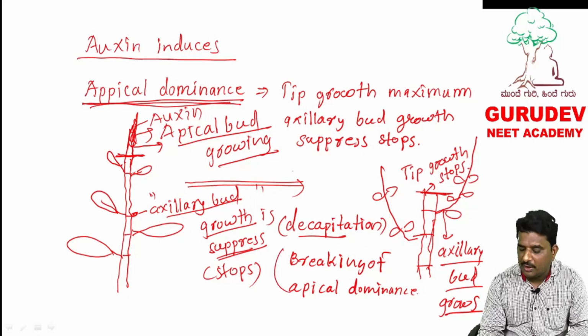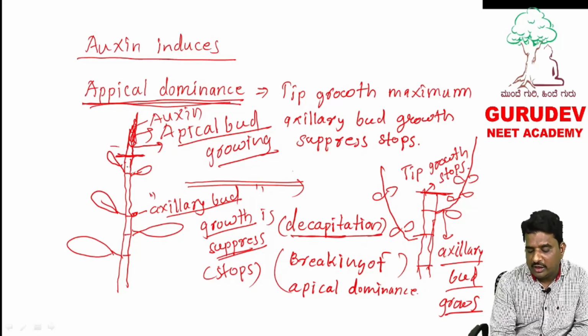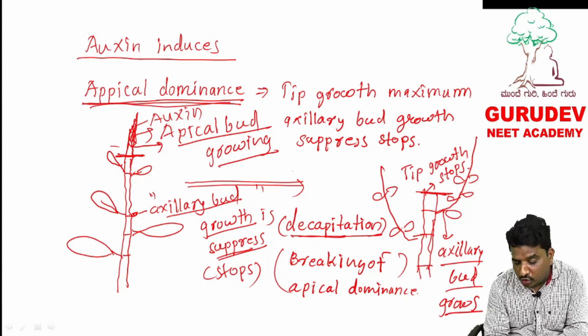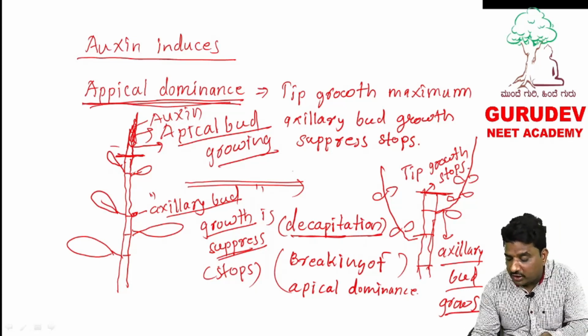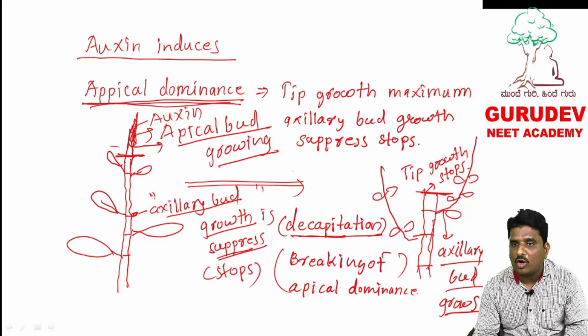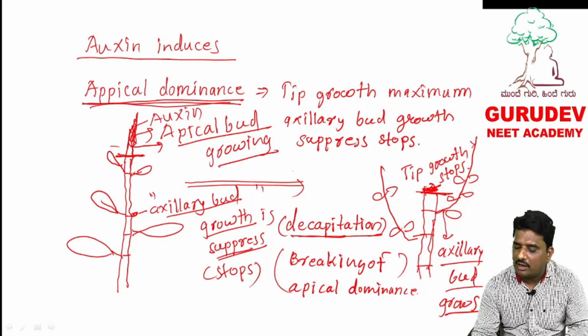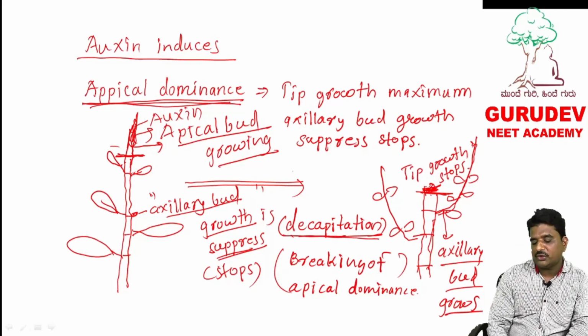This process is called breaking of apical dominance, or decapitation. If you remove this shoot tip, the hormone auxin goes to the axillary bud and axillary bud growth happens. Tip growth will stop here, and the axillary buds start growing. So apical dominance breaks here. This breaking is called the decapitation process.